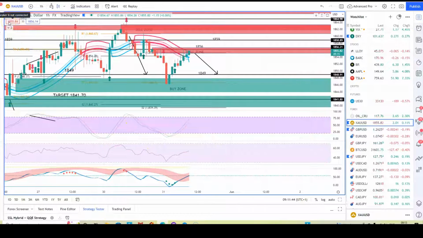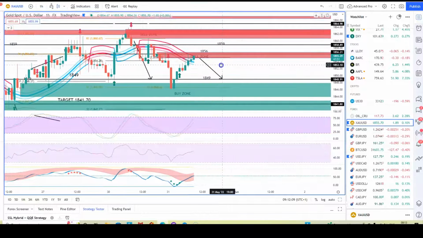So live at the moment, gold 1855, moving up into the sell zone. So what does this actually tell us? It tells us that the buyers are in. It tells us that it's not overbought on the hourly anyway. And we've got the buy arrow here as well. So in terms of direction, the buyers are in.